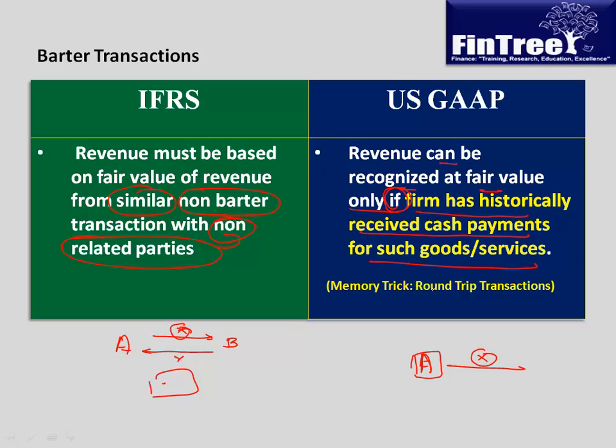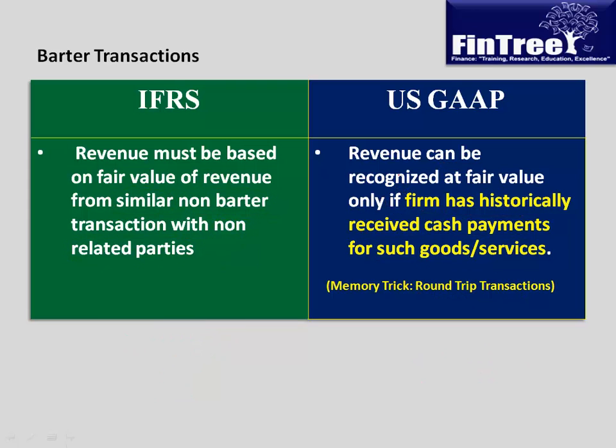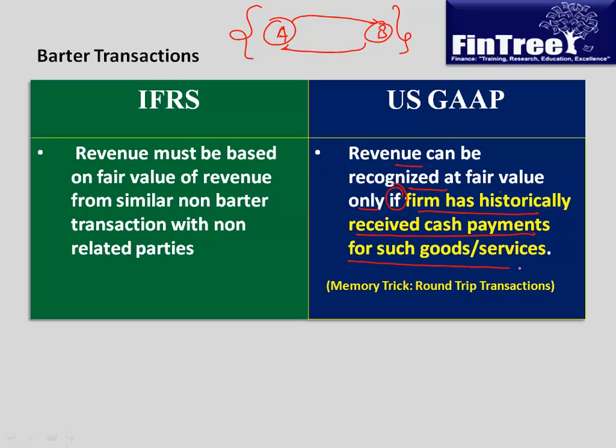And then again, what is the memory trick to remember this? The round tripping transactions. Okay, so historically in US, a lot of online companies, let's say a company A and company B, they sold advertisement spots to each other. So company A's website would advertise itself on B, and B would advertise itself in A, and in the process they could inflate the revenue. And therefore, to ensure that such kind of practices do not happen in future, the accounting standards have been made more stringent. So revenue can be recognized at fair value only if firm has historically received cash payments for such goods and services. Let's move on to next point.